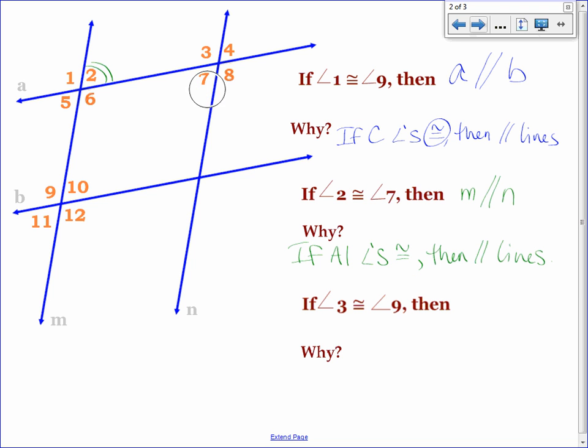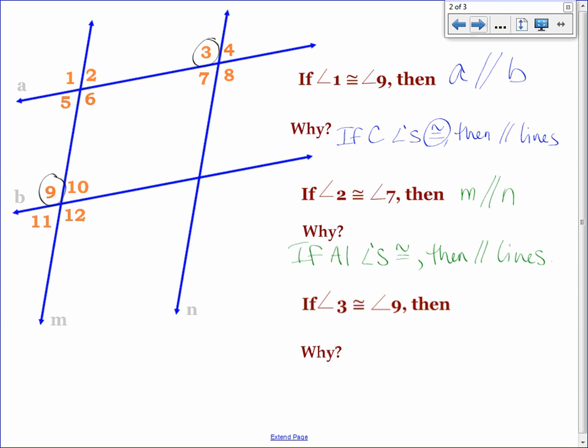If I told you that angle 3 is the same thing as angle 9, do we have parallel lines? Talk to me, what are you thinking? Yes. How come? Don't be afraid to be wrong. We learn a lot from mistakes.